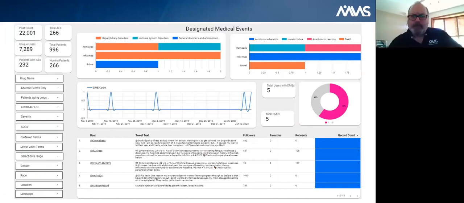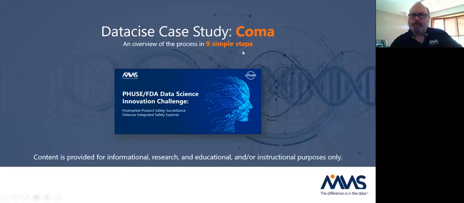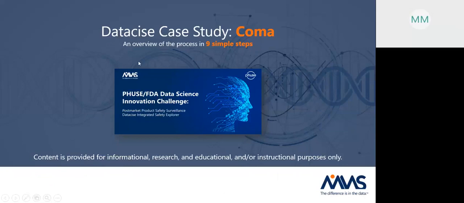Next slide, please. The set of slides below is a case study which provides an overview of how our Datacise platform can allow us to find rare events not often reported through the spontaneous reporting system, and how it will allow us to strengthen a hypothesis of emerging safety signals or refute them using data from traditional and non-traditional databases.